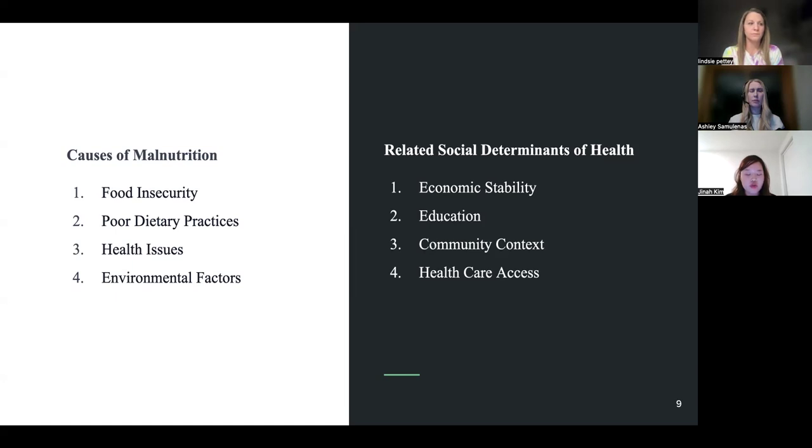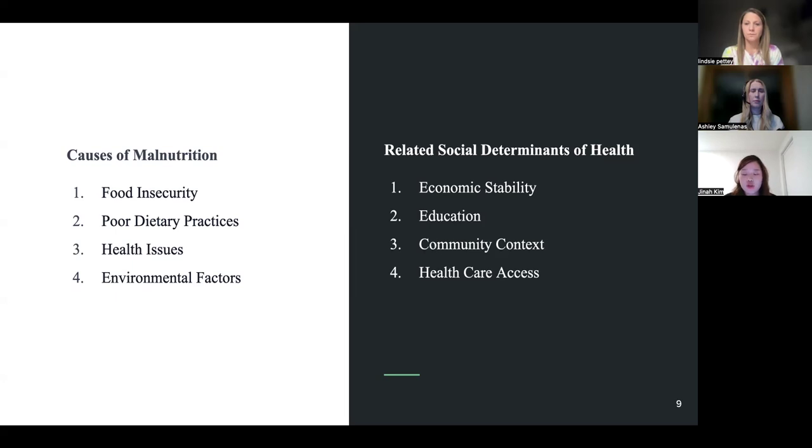Number four, environmental factors, where natural disasters disrupt the food supply chains. Storms and floods can destroy roads, making it difficult to transport food for vulnerable populations. And climate change reduces agricultural productivity; extreme heat and floods can cause crop failure and degrade the soil quality.